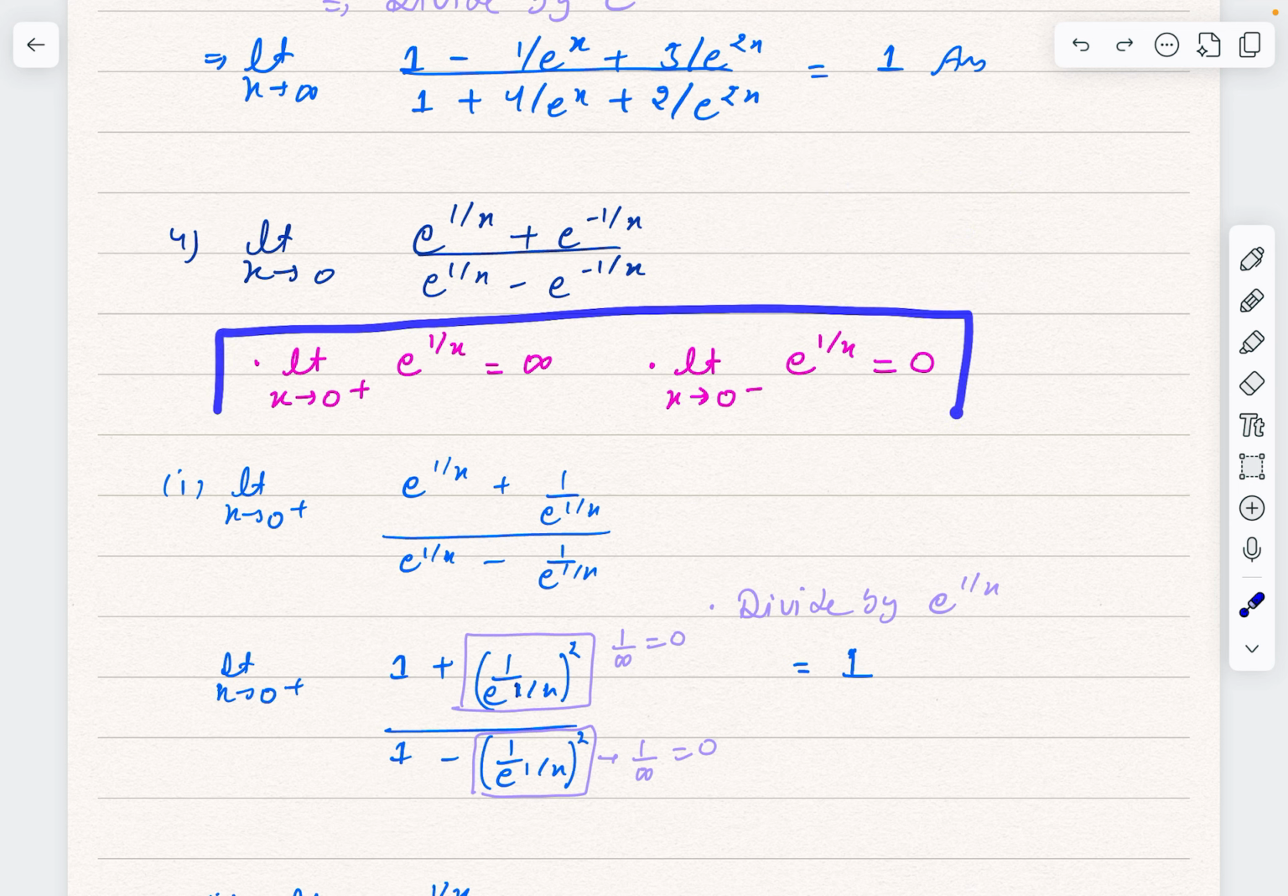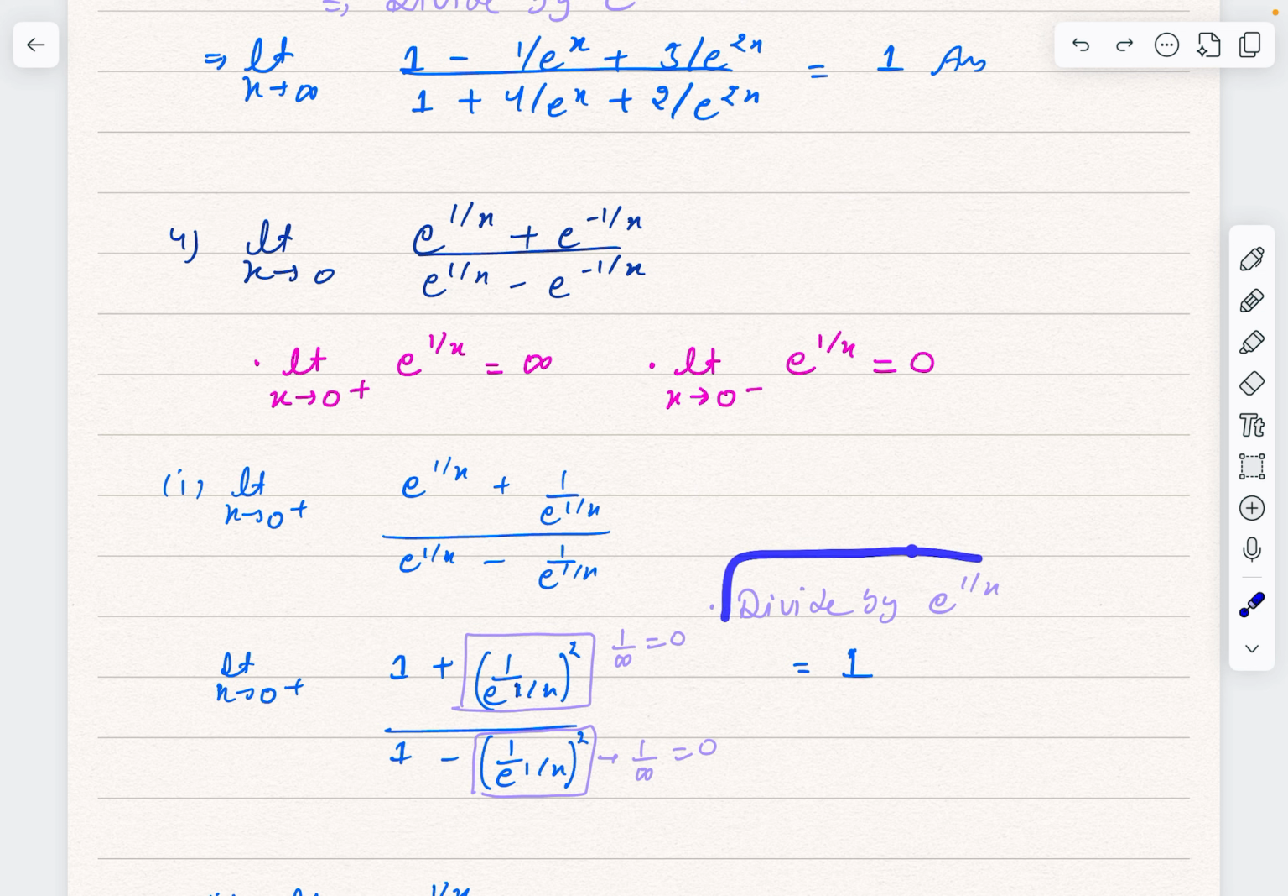So these 2 points we have to see. That means we have to put limit x tend to 0 positive and x tend to 0 negative. When we see x tend to 0 positive, we have (e power 1 by x plus e power minus 1 by x) divided by (e power 1 by x minus e power minus 1 by x). I just divide by e power 1 by x both sides because it is the dominating term.